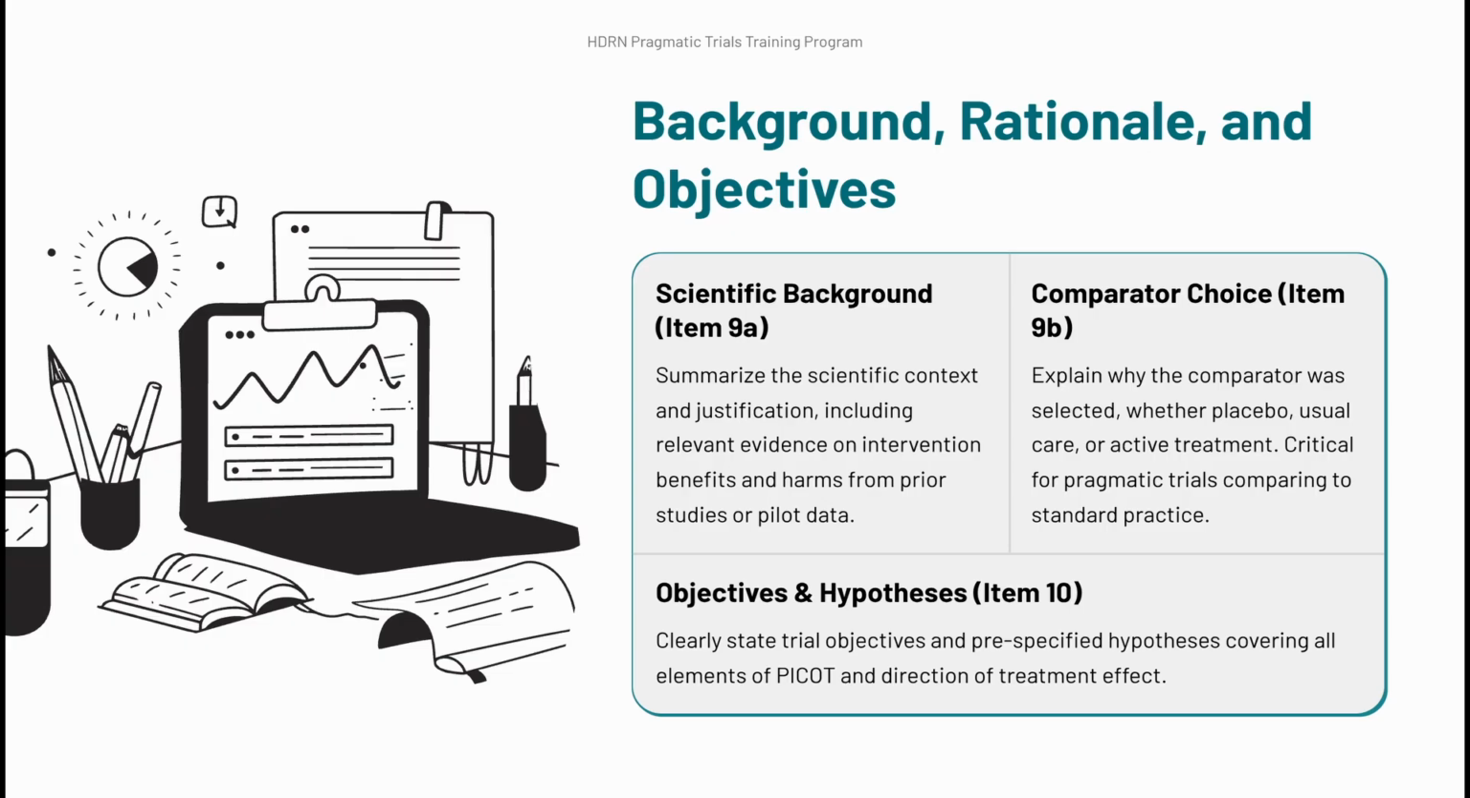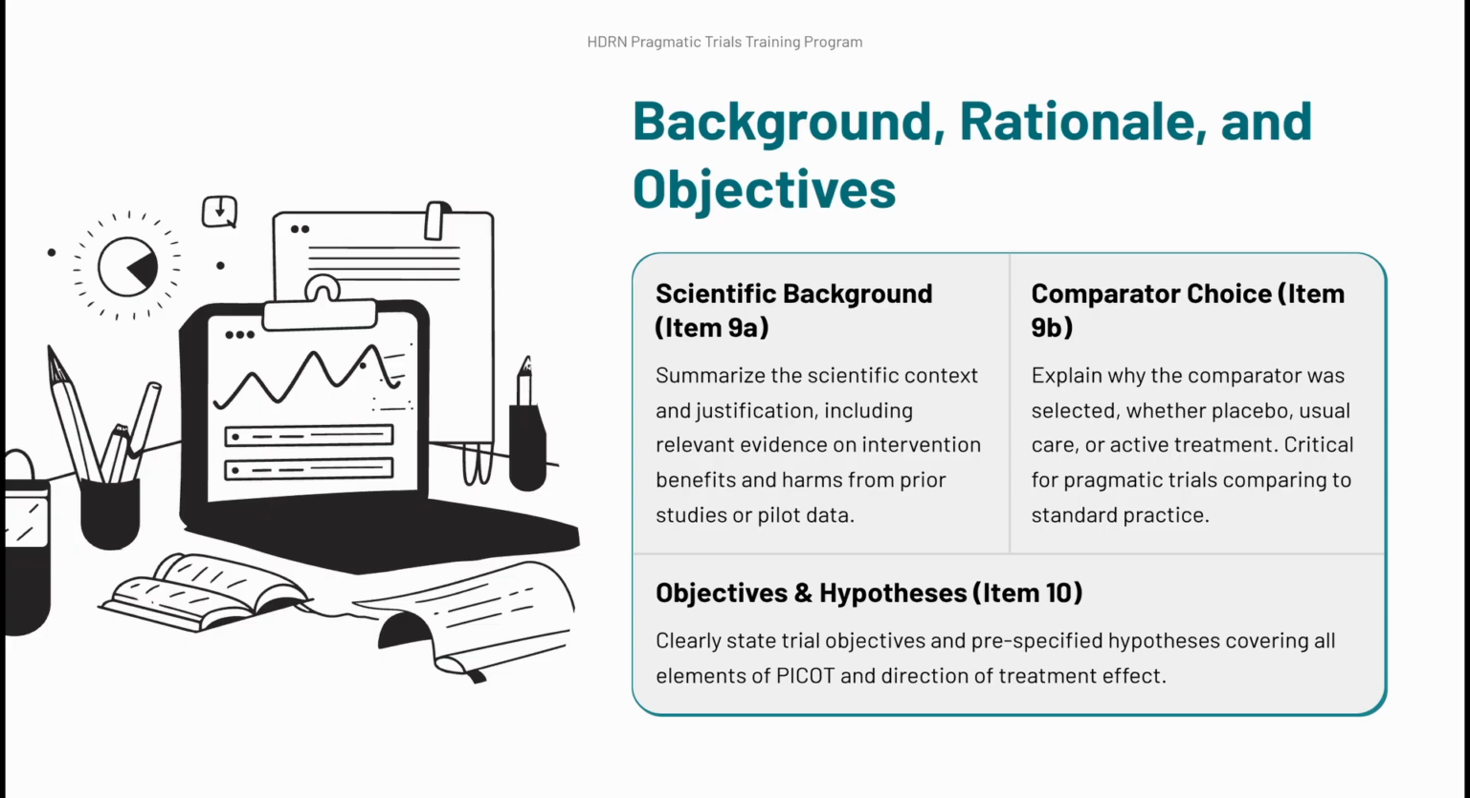In pragmatic trials, the comparator is often usual care. Describe what usual care means in your context. Is it whatever treatment patients would normally receive from their providers? Does it vary by site? The protocol might note, usual care defined as physicians managing patients according to their standard practice without the study intervention. This may include medications X or Y as needed. If you're using an active comparator or placebo, explain why that choice was made, ethically and scientifically.